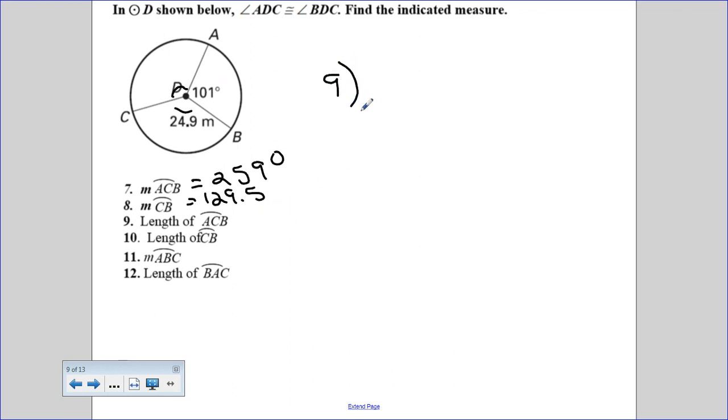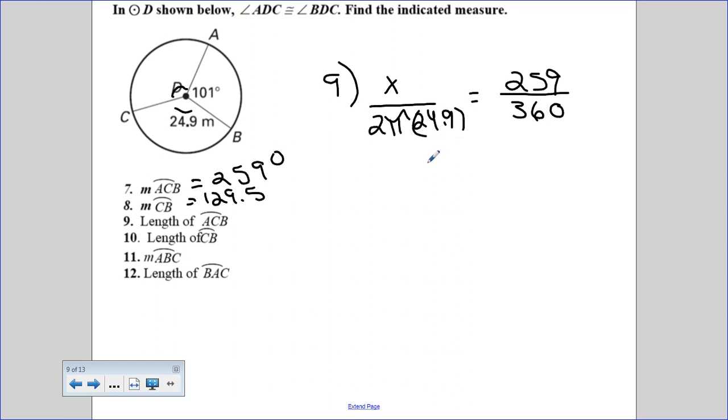So for 9, the proportion I'm going to solve, I'm looking for the length of ACB. So that's my x over my circumference. All right, so 2 pi 24.9 equals, well, what was the degree measure of that one? We said that was 259 over 360. So we're going to cross multiply, solve for x, and you should get 112.56 meters.